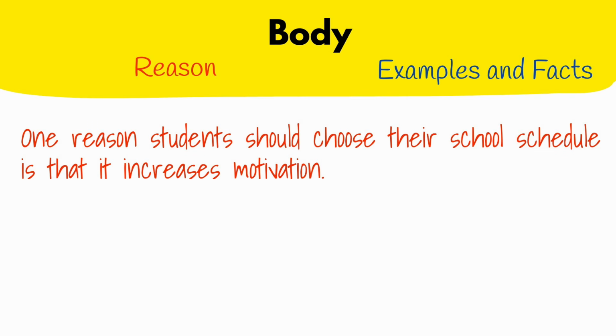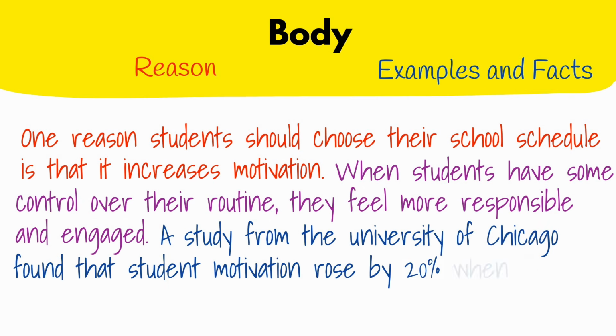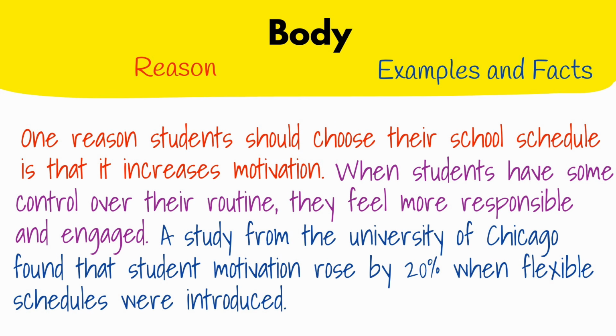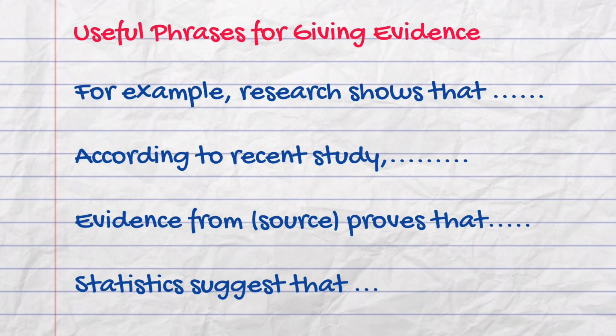Body paragraphs, arguments, and evidence. Each paragraph should focus on one main reason that supports your opinion. Then, give examples or facts to make your point stronger. Take a look at this example. The first sentence is the topic sentence. It tells us the main point. The next sentence explains why this reason matters. And the last sentence gives evidence, a real study to support the claim. And here are some useful phrases for giving evidence.